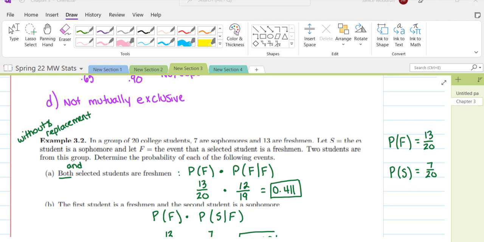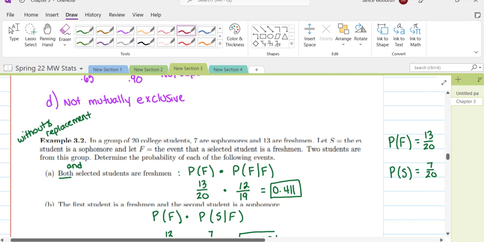I get some different colors in here. All right, we'll use that one. Okay.